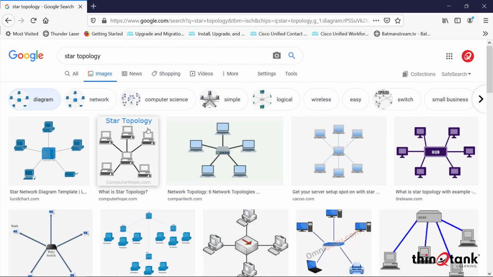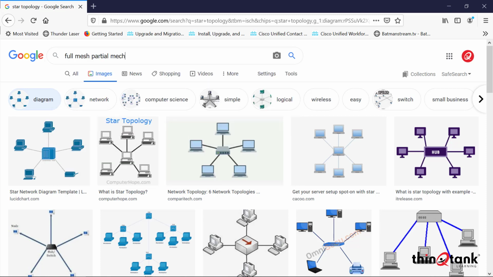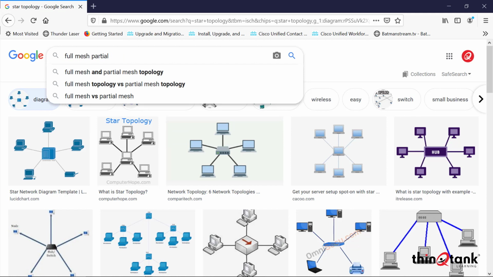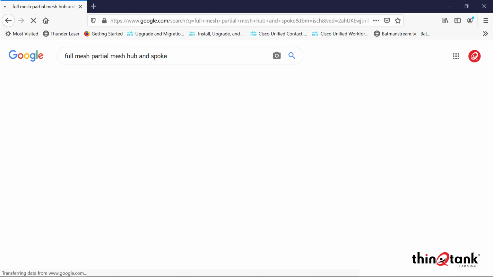Now, with regard to topologies, you also have full mesh, partial mesh, and hub and spoke. Let me see if there's a diagram I can pull up. Partial mesh, hub and spoke, and hopefully we'll find one here.